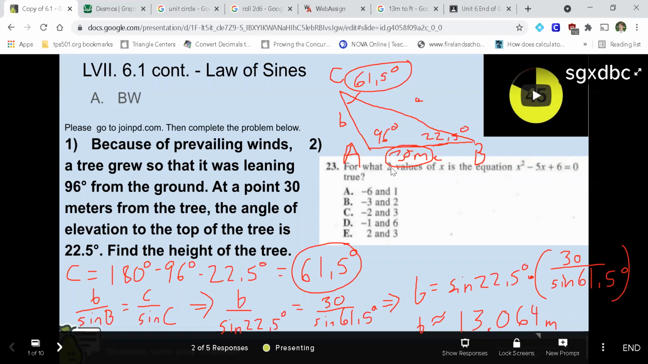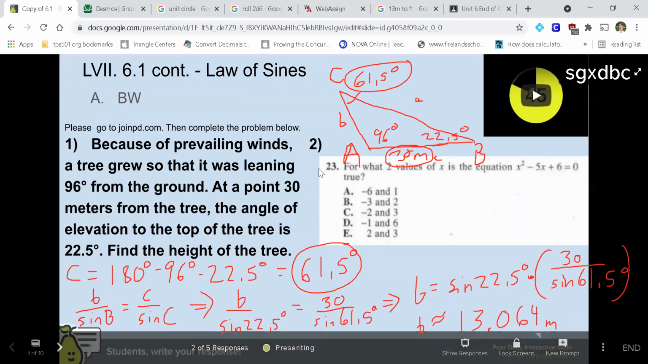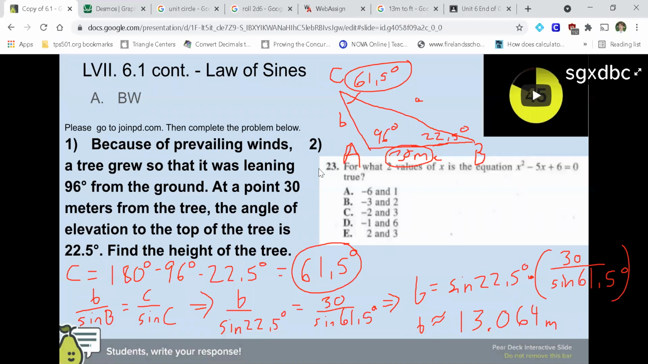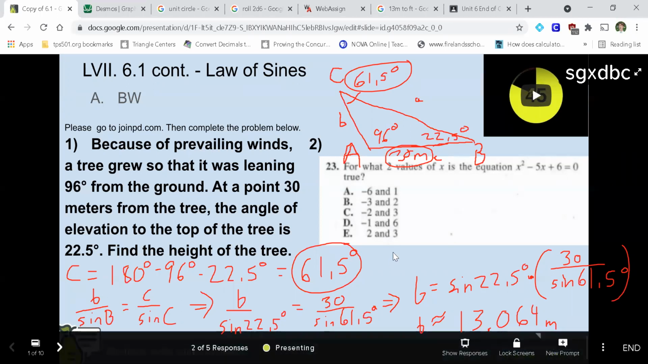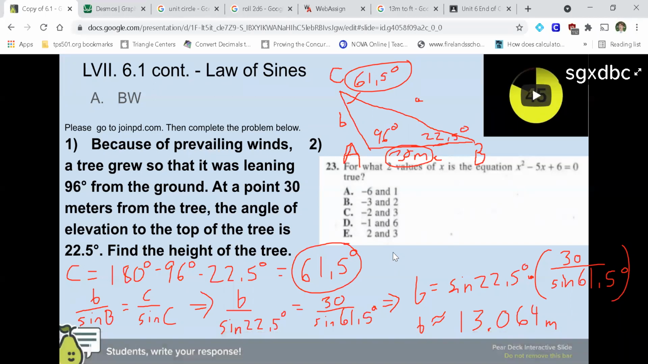All right, number two here. For what two values of x is the equation x squared minus 5x plus 6 equal to 0 true? There are a lot of different ways I could solve this problem. I could factor, quadratic formula, graph it in my TI-84 and find its x-intercepts. Or, because they give me the answers, I could plug in and see until I find which one works. Which do you think would be the fastest way to do it, though? Factor.